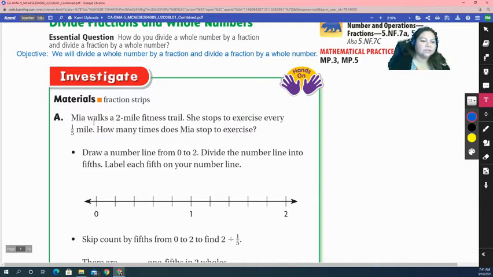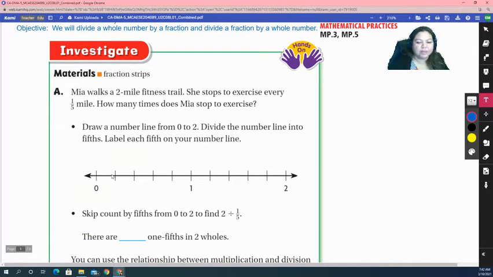Mia walks a 2-mile fitness trail. She stops to exercise every 1/5 mile. How many times does Mia stop to exercise? So here she is, she's walking the 2 miles, and she's stopping at every 1/5 of a mile. So we want to know how many times she stops. So here's our number line, which represents 2 miles, right? We have 0, 1, 2.